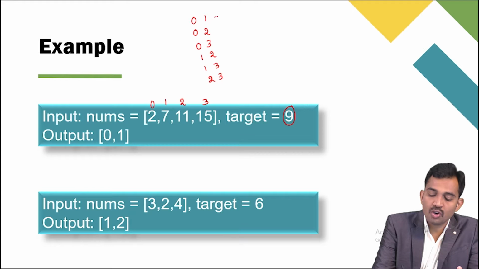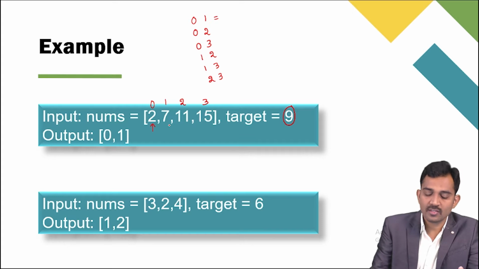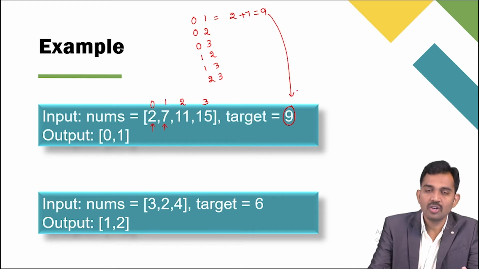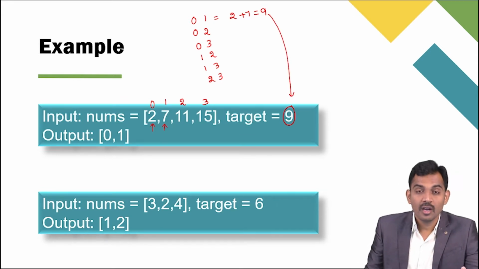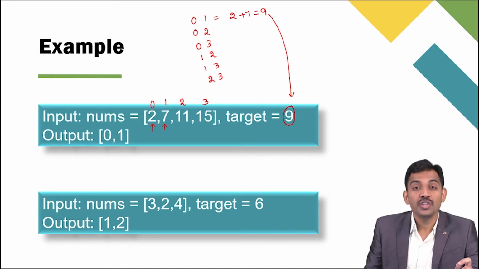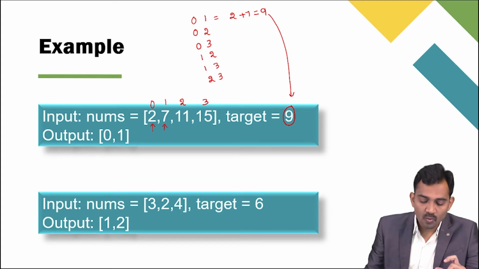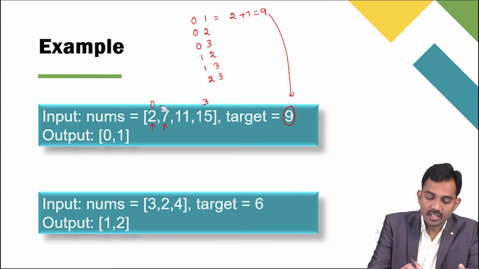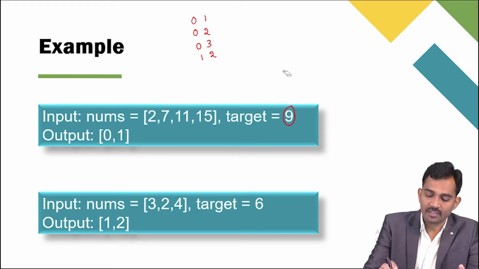When you add the 0,1 combination, what is the 0 element? 2. And the first combination value means 2 plus 7, the result is 9. Then you stop the process because 9 matches your target. Got it? As per the problem description, you will get only one exact solution. And we'll see the second test case. The second test case they have given is 3, 2, 4.